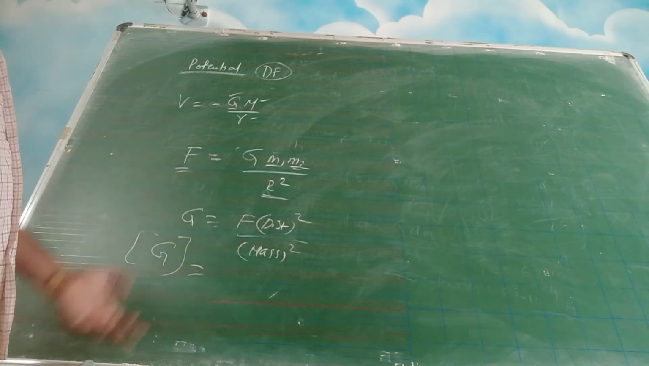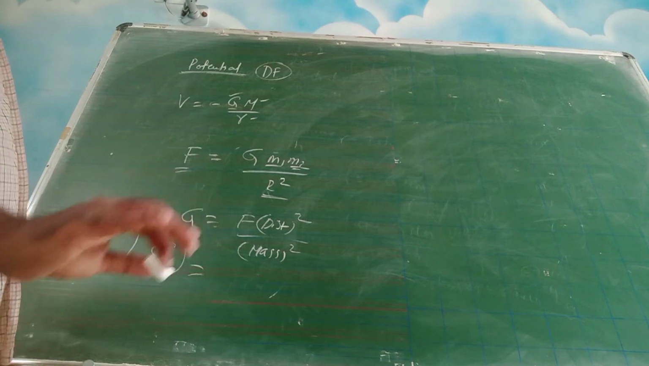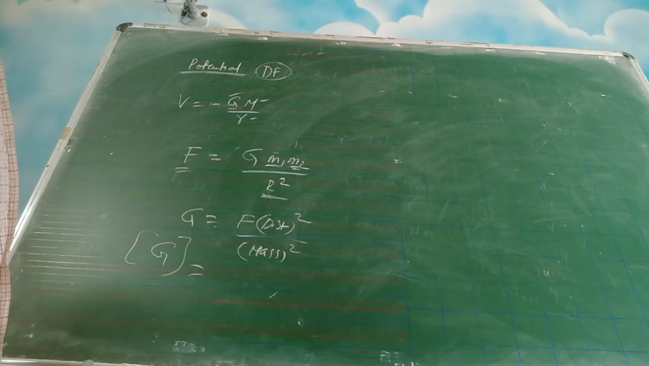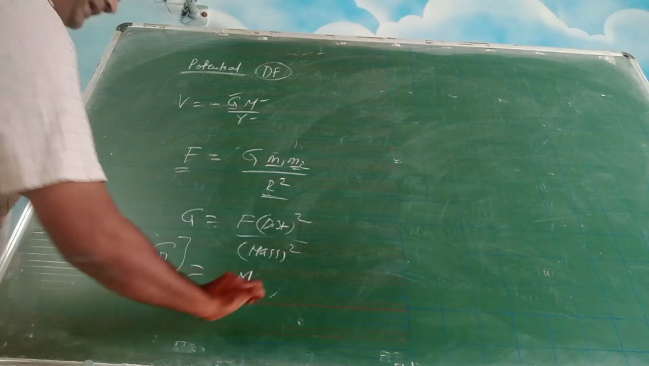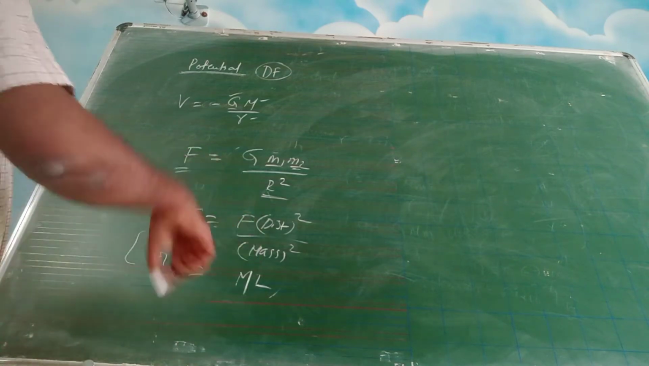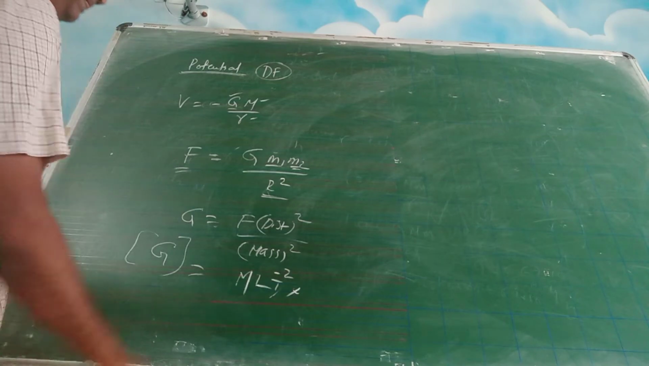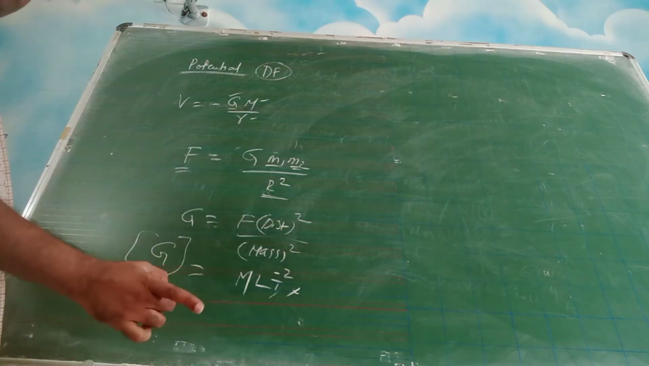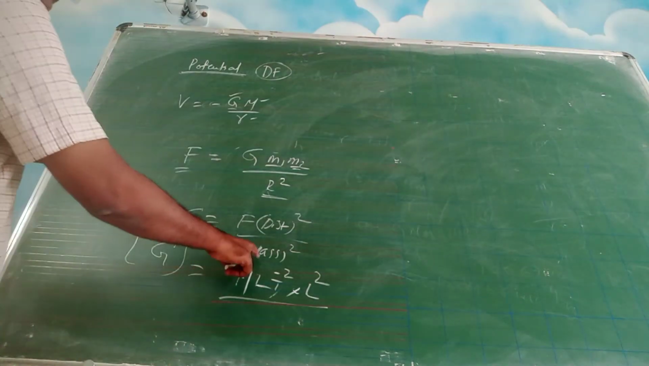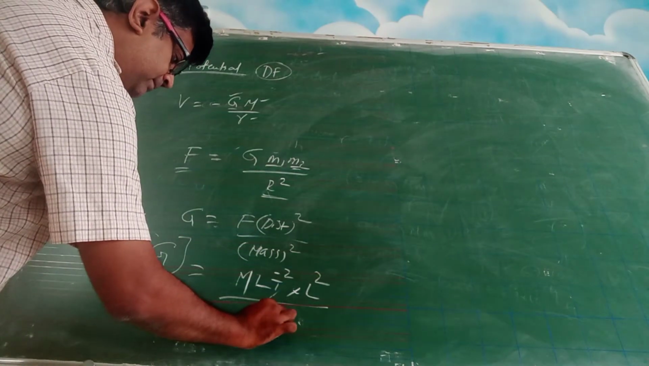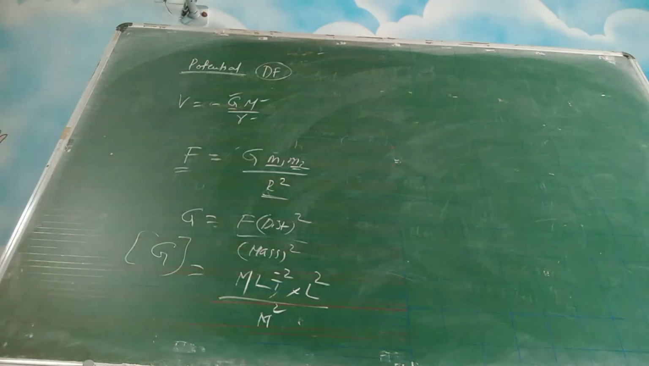What is the dimensional formula of force? Force is mass into acceleration. What is the unit? Yeah, Newton is a unit, but what is the fundamental unit? Kg meter per second square. Kg means M, meter means length L, per second square, T to the power of minus 2, multiplied by distance square, L square, divided by mass square, so M square. This is mass, okay? This is not meter square.